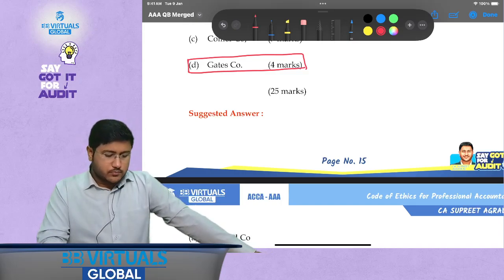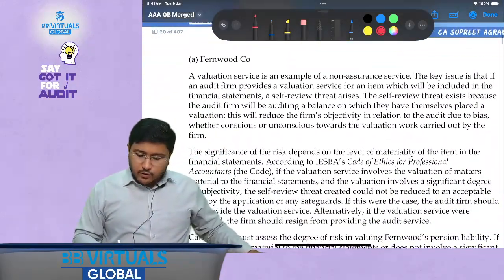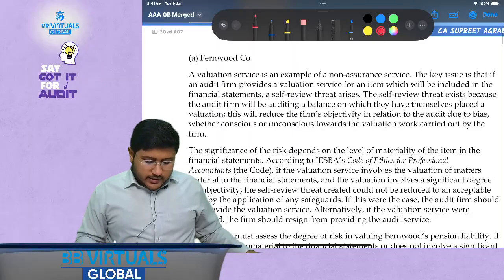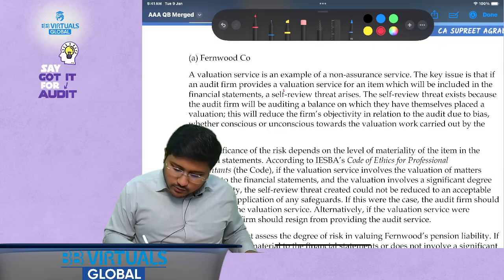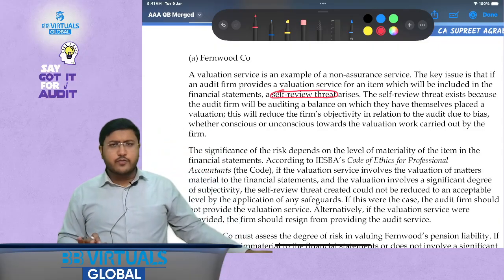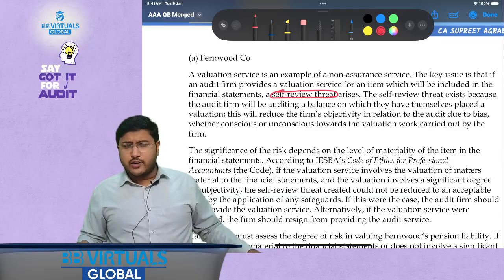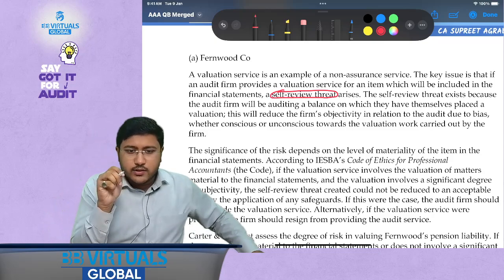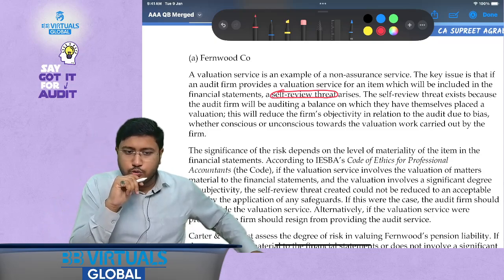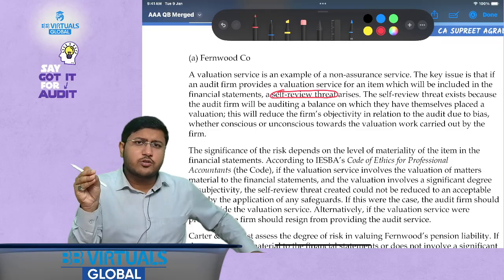Now let's read the answer. A valuation service is an example of a non-assurance service that we are aware of. The key issue is that if an audit firm provides a valuation service for an item which will be included in the financial statements, a self-review threat exists. The self-review threat exists because the audit firm will be auditing a balance on which they have themselves placed a valuation. But if it is based on the standards, then the threat reduces a little bit. This will reduce the firm's objectivity in relation to the audit due to bias, whether conscious or unconscious, towards the valuation work carried out by the firm. Even if they have the best judgments available, consciously or unconsciously they will be biased.